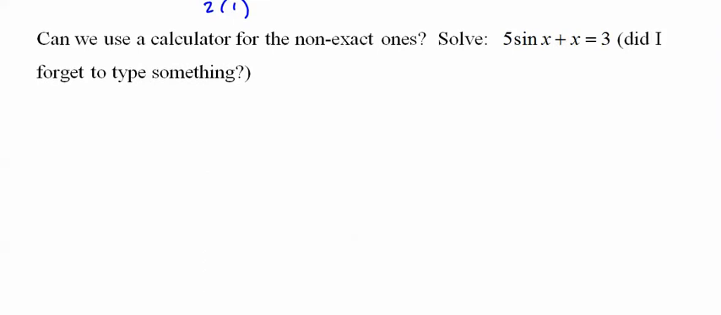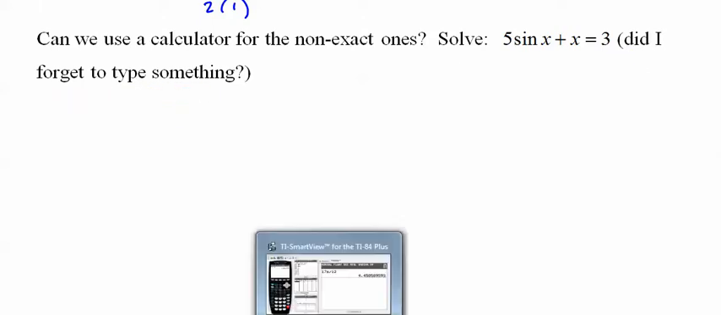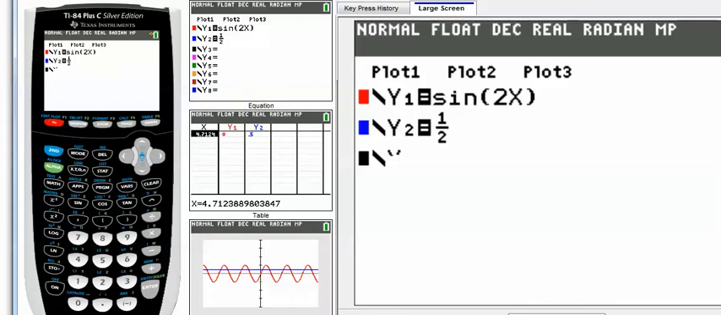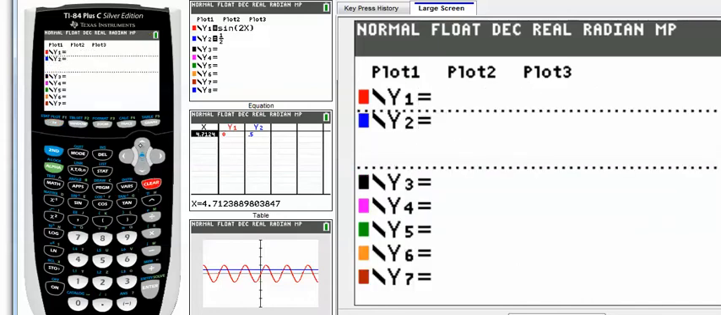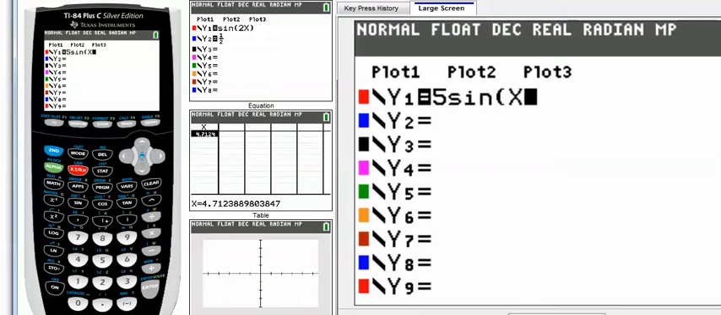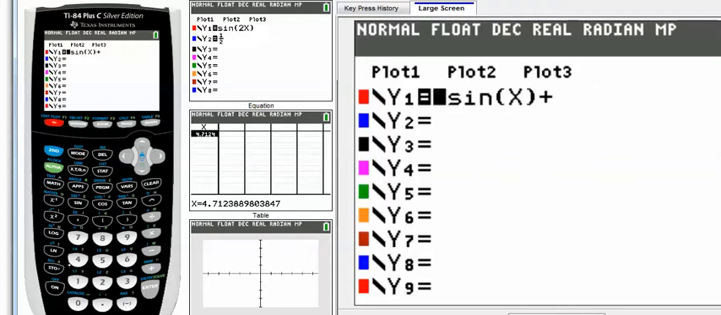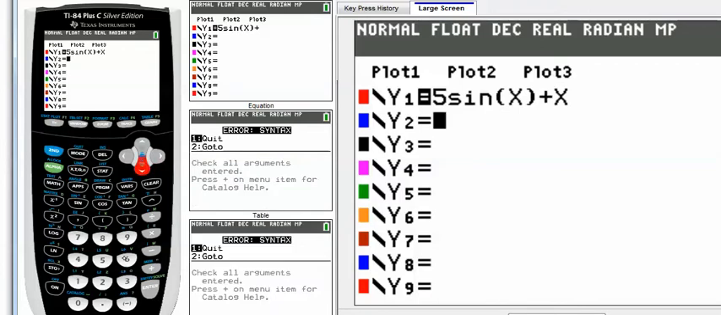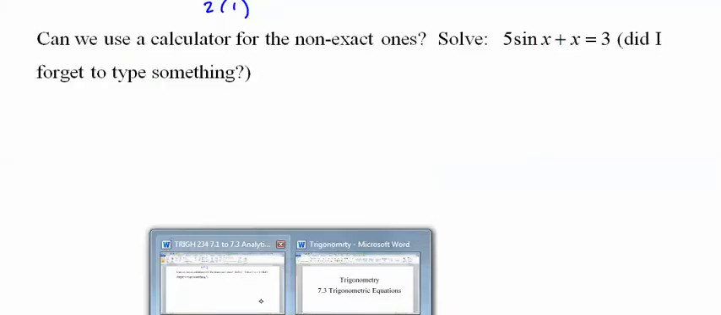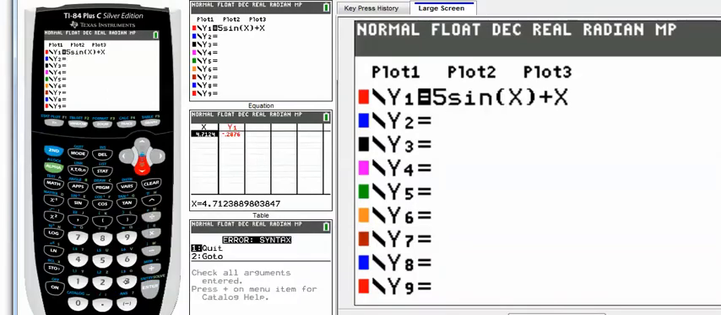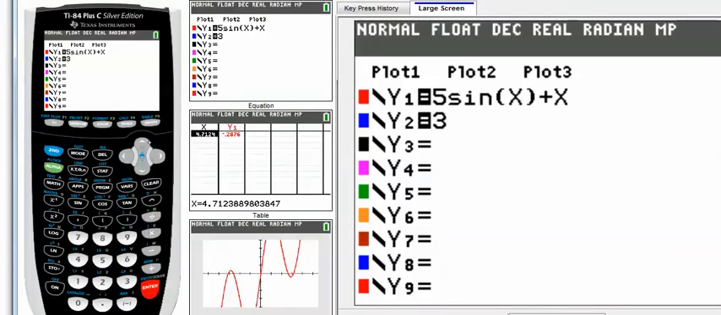So let's use a calculator to get a non-exact answer. And we'll talk about my little comment here. 5 sine of x plus x equals 3. So here we get 3. Graph.